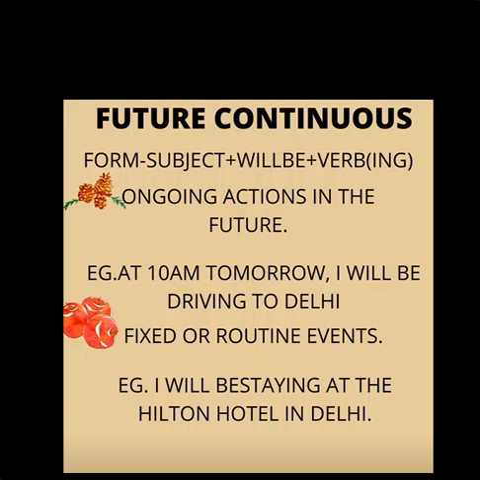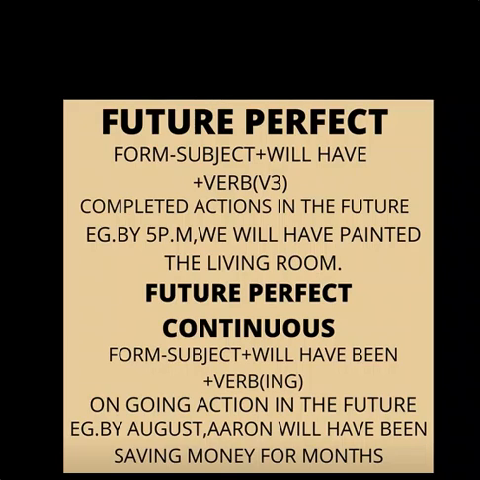Another example, I will be staying at the Hilton Hotel in Delhi. So it's a fixed arrangement. Definitely you will be staying at Hilton Hotel in Delhi. Let's talk about future perfect. The form is subject plus will have plus verb should be used in V3 form. We use future perfect to talk about completed actions in the future. For instance, by 5 p.m. we will have painted the living room.